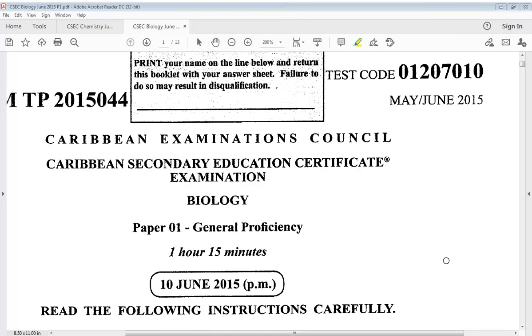Today I'll be looking at the CSEC Biology, May June 2015, Paper 1.